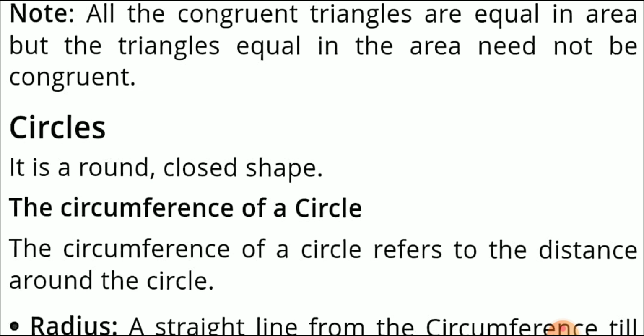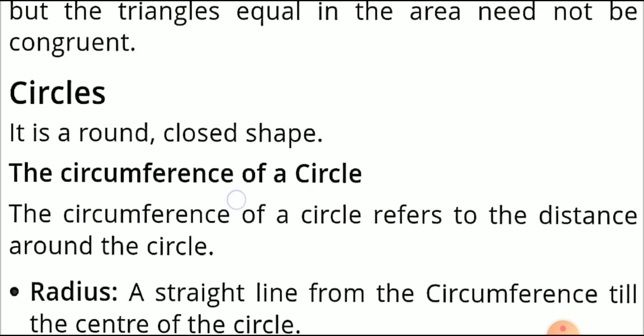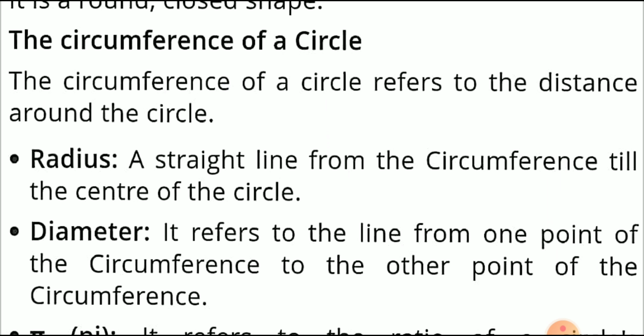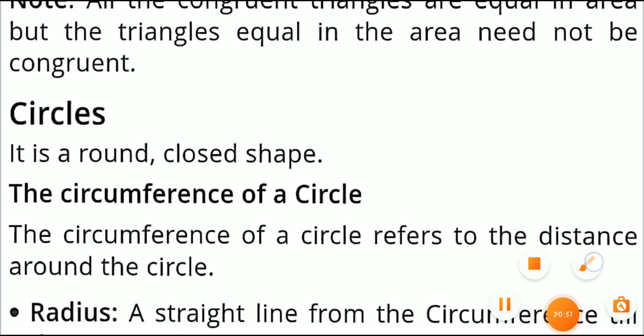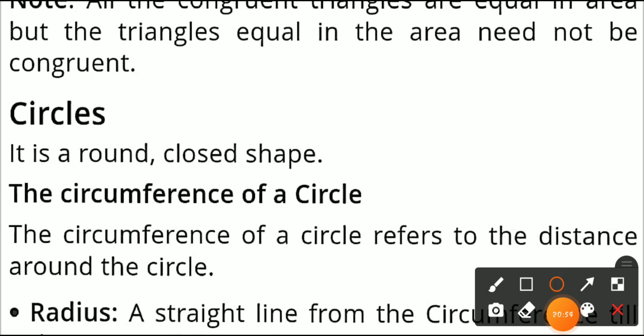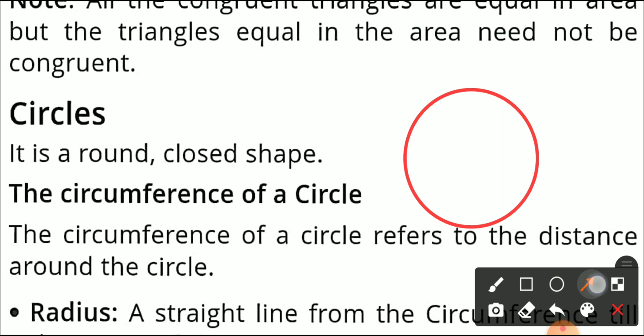What about the radius? A radius is a straight line from the circumference to the center of the circle. Let me show you. I know that this is a circle. The red part is known as the circumference. And what is the radius? The line from the center to the circumference is known as the radius.